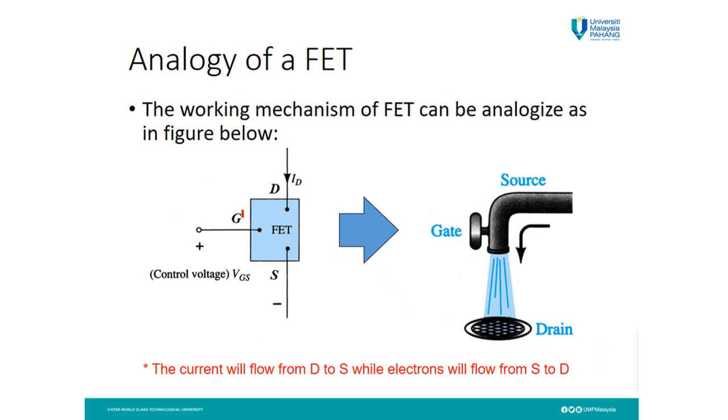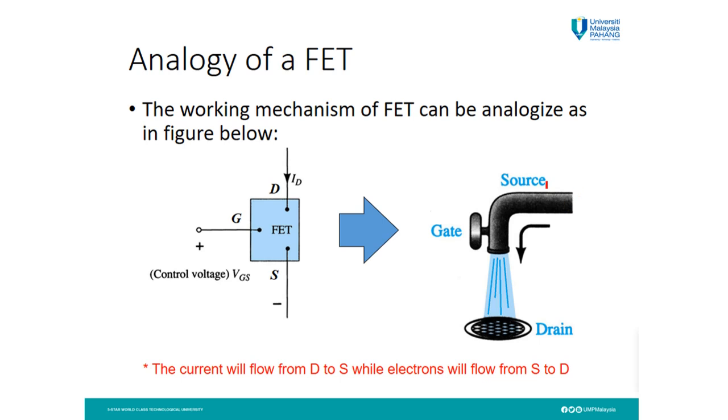I want to show you an analogy of a FET to give you the overview of how the FET works. The working mechanism of FET can be analogized as in the figure below. FET has three terminals, three legs here. First is D, called drain, G for gate, S for source. So there is a VGS in between the G and S terminals. Let me show the analogy of the water tap.